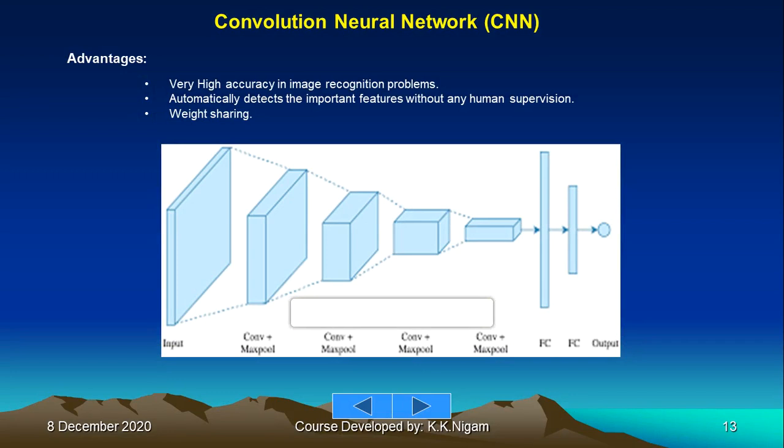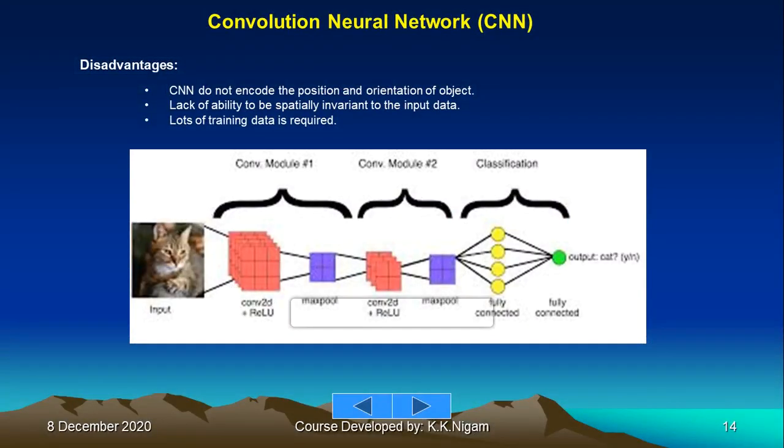Advantages of this are very high accuracy in image recognition problems, it automatically detects the important features without any human supervision, and weight sharing. And some disadvantages: the CNN does not encode the position and orientation of the object, lacks the ability to be spatially invariant to the input data, and lots of training data is required.